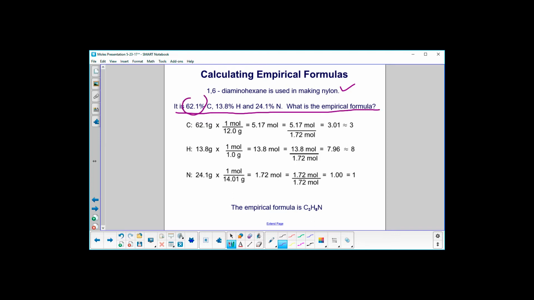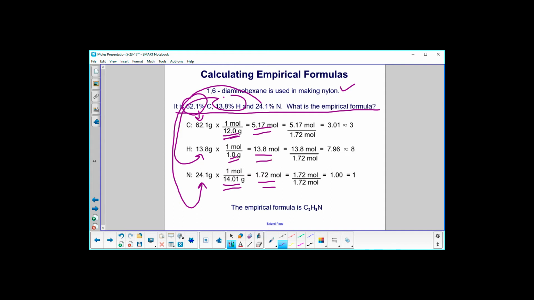First thing we do, the mass percentages turn into grams. We are assuming a 100-gram sample. So there's carbon, 62.1, hydrogen, 13.8 grams, and nitrogen, 24.1. Next, we convert it to moles. So on the periodic table, carbon, AMU is 12 AMU. We convert that to 12 grams. Hydrogen has an atomic mass that we convert to 1 gram, and nitrogen is 14.01. So we have mole over gram times gram, and we find out the moles of each one of these guys.